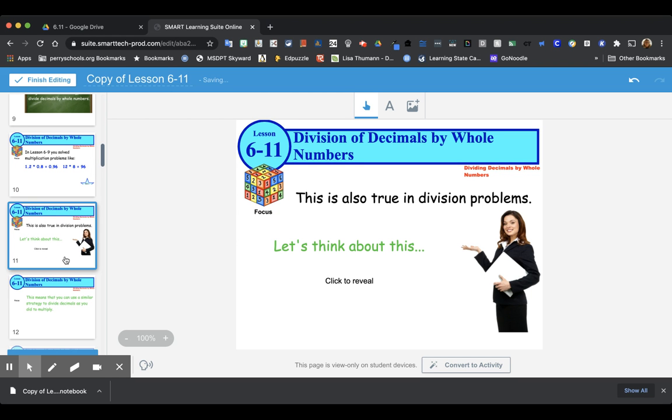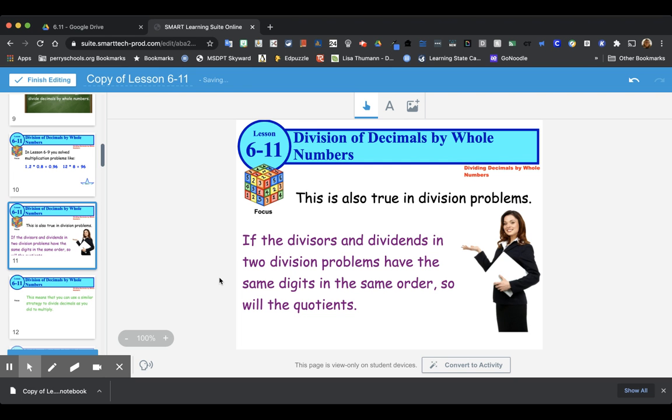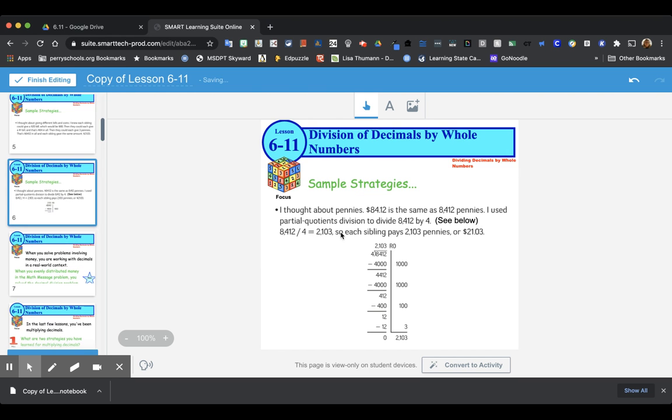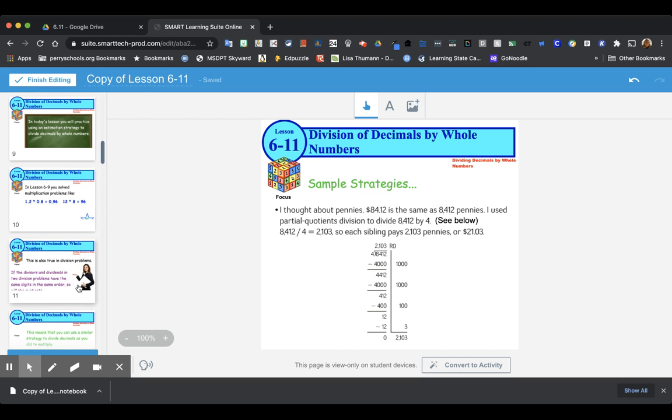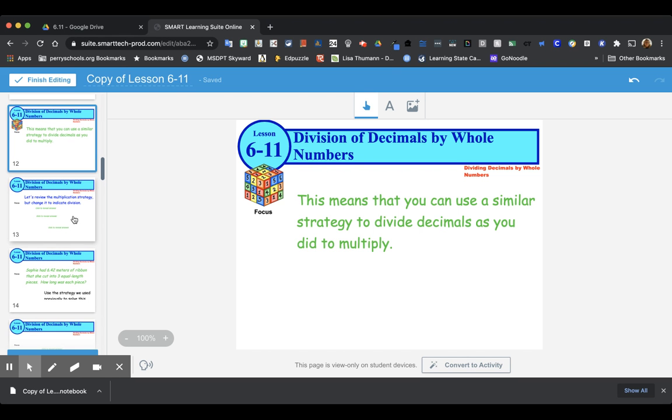This is also true in division problems. So something to think about is if the divisors and the dividends in 2 division problems have the same digits in the same order, so will the quotients. And you could see that in our math message right here. When we ignored the decimal, but we still had the same digits in the same order, we still were able to get the same answer. This means that you can use a similar strategy to divide decimals as you did to multiply.